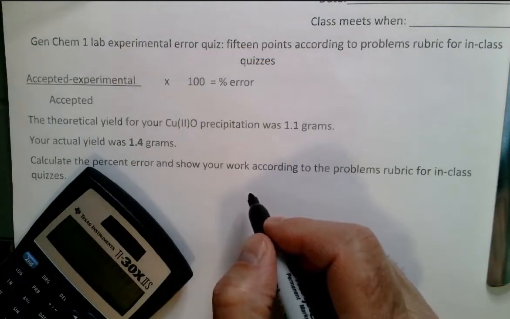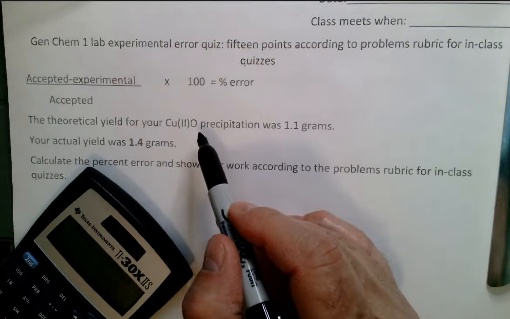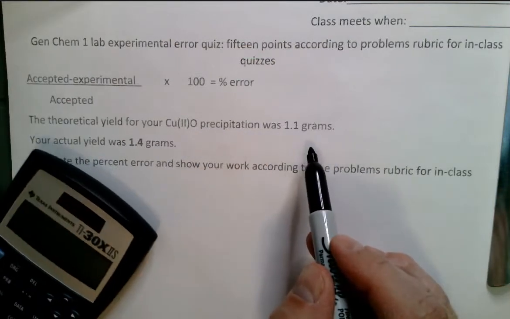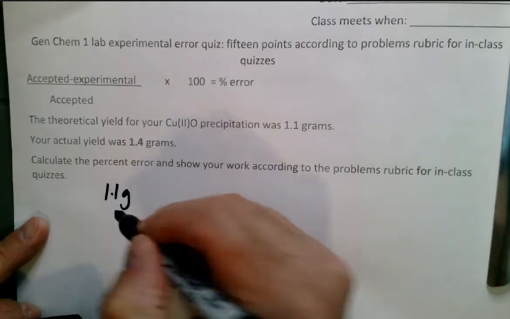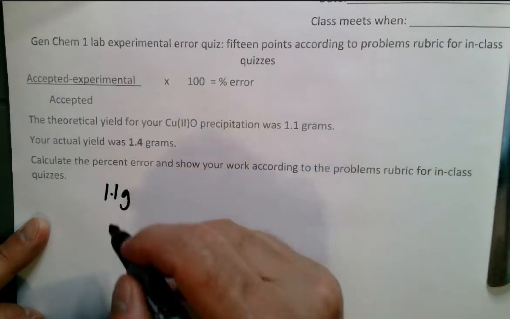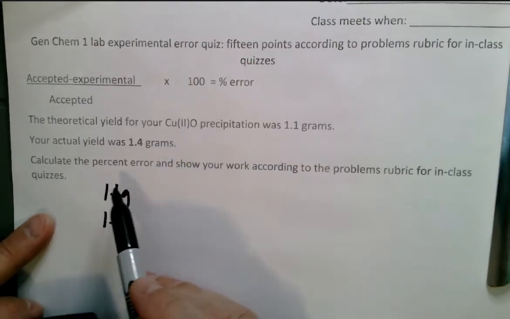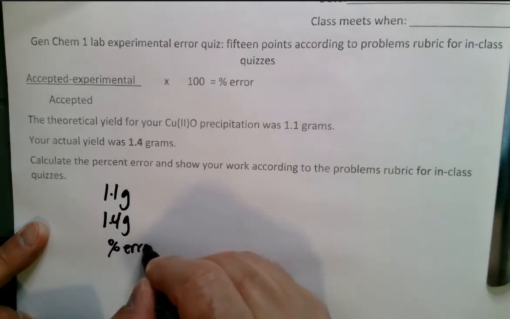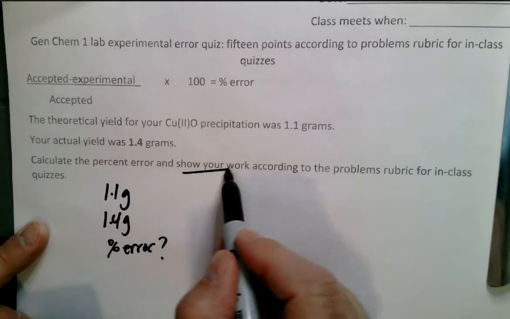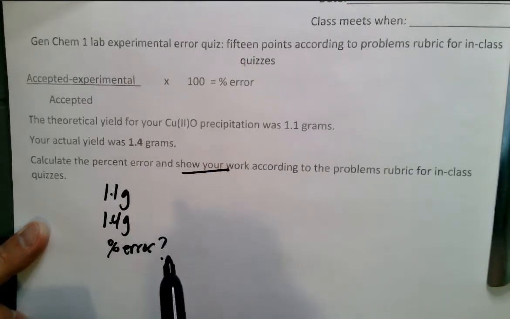Let's do an experimental error problem together. The theoretical yield for your copper(II) oxide precipitation was 1.1 grams. Your actual yield was 1.4 grams. Calculate the percent error. Show your work according to the problem's rubric for in-class quizzes. Okay, I'll talk about this as I go along.